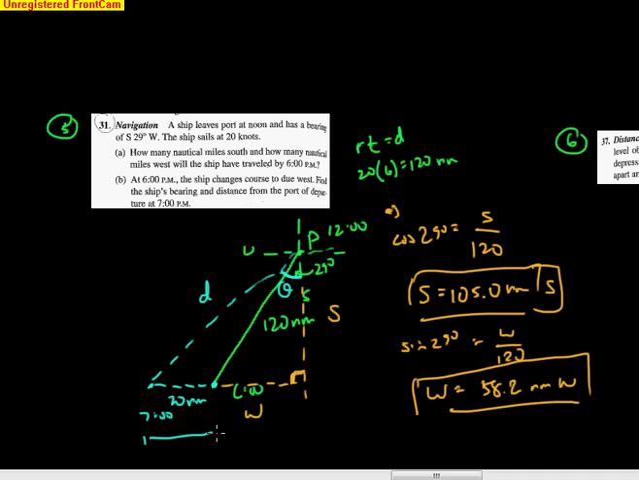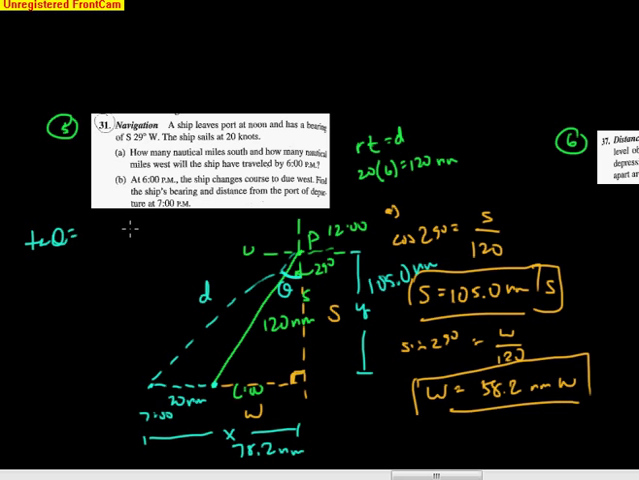So remember, you need X and you need Y. Well, I have X. My distance west was 58. I add 20 to it. This is 78.2 nautical miles. And my distance Y is exactly what I found, 105.0 nautical miles. And now I can find theta and D using inverse trig and the Pythagorean theorem. I'll do it right here.